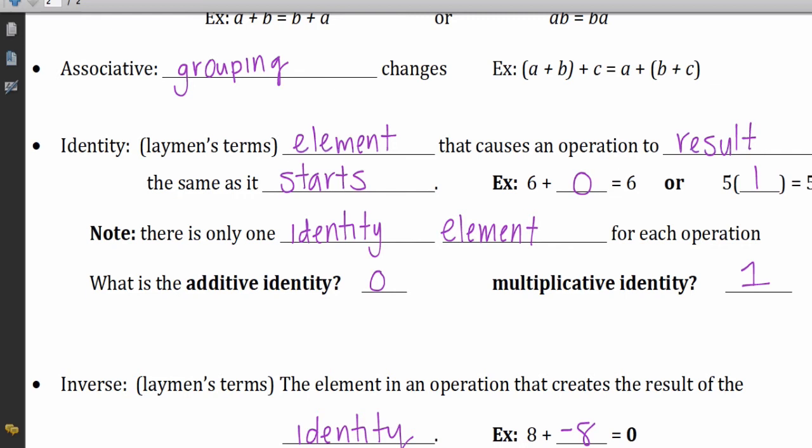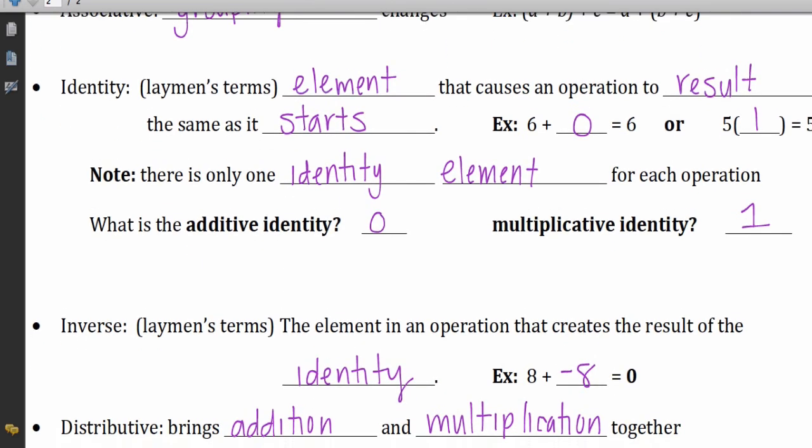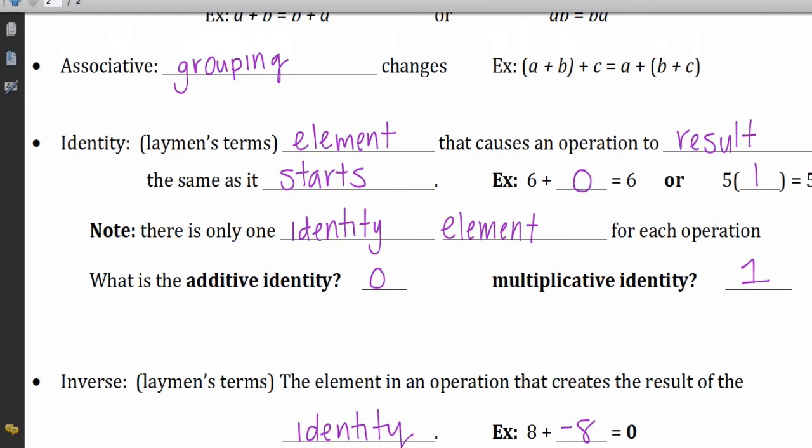Now, if we think about it, negative 8 is not always going to be the inverse. If I did 5 plus negative 8, it's not going to give me 0 back. But we can think, what's the relationship between 8 and negative 8? We call these opposites. So I can always add the opposite value and it's going to result in giving me the identity.